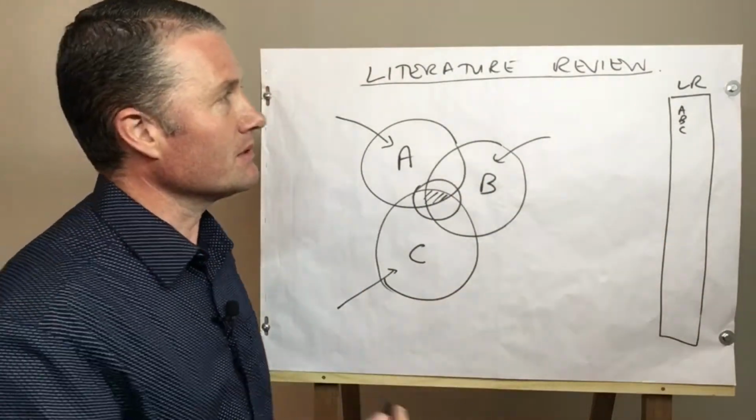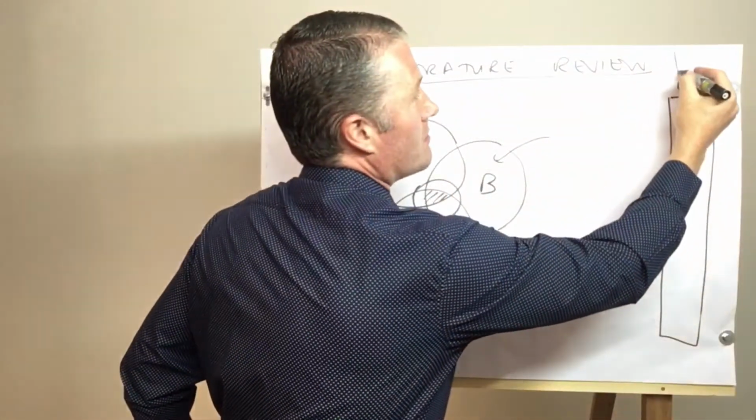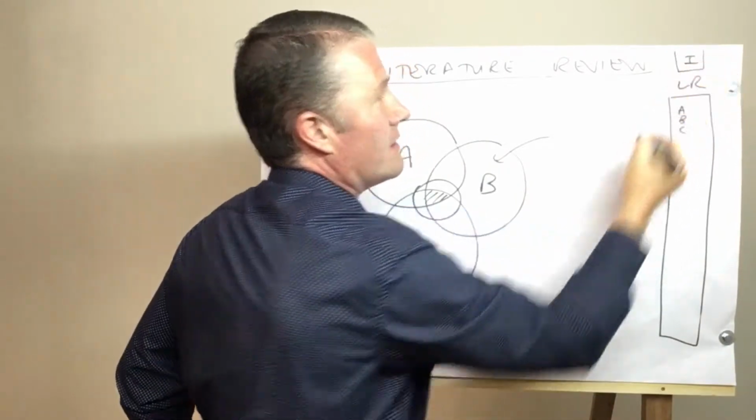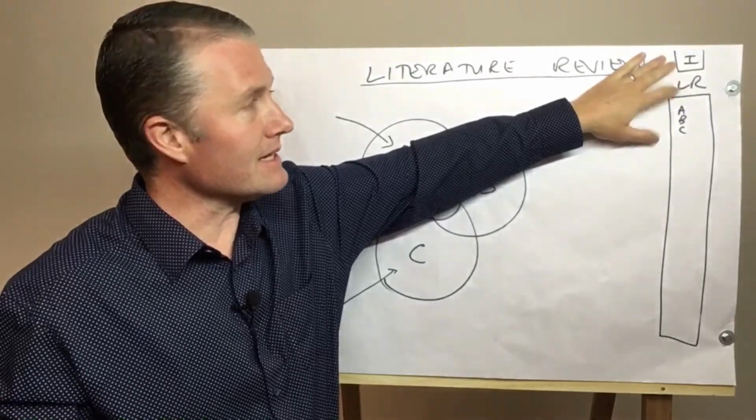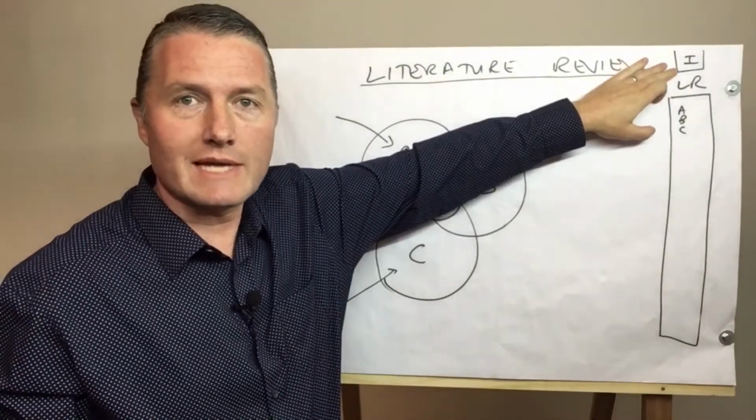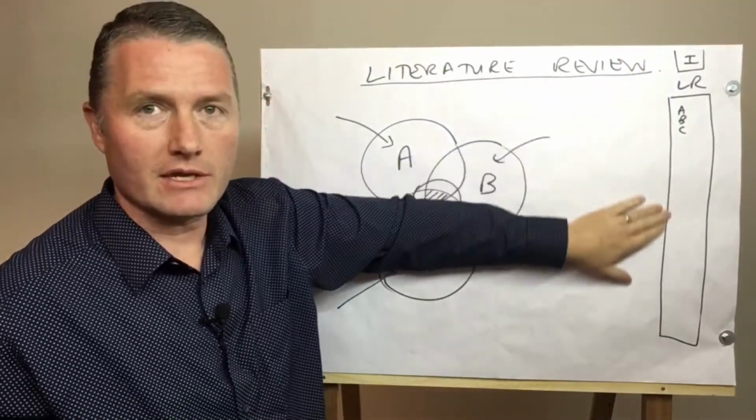And one tip is to remember that you'll have just completed your introduction up here. So what was the last topic that you left the reader on? And is there some continuity between the end of the introduction and the beginning of your literature review?